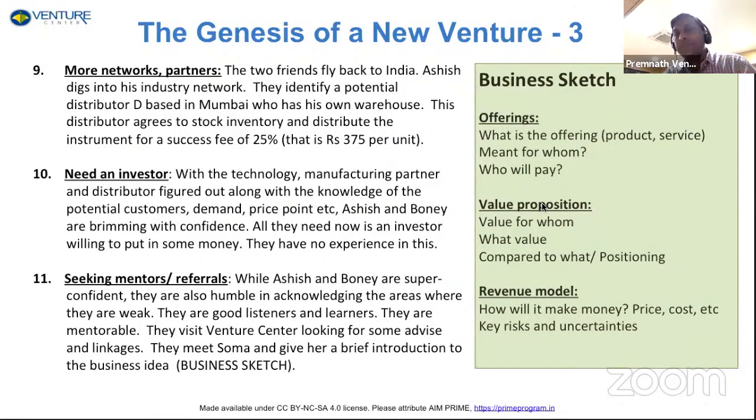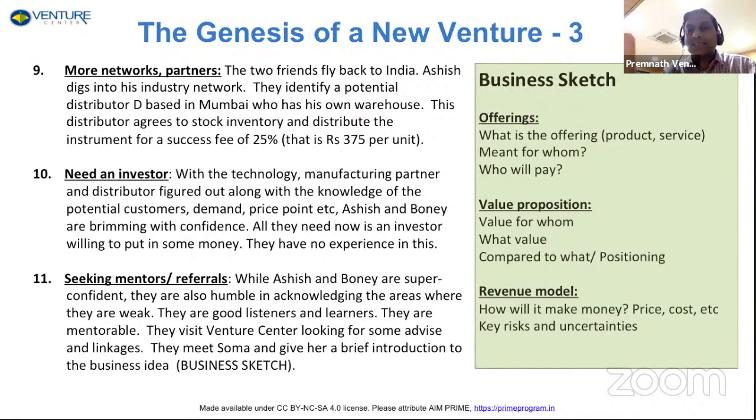They say, here is a value proposition. This is the reason that they will buy from us. They say what value it's going to create and compared to what is available in the marketplace. So you all studied about value proposition, that in brief they mentioned to Shoma. And then they talk about revenue models, right? How will it make money, right? And key risks and uncertainty. What is the price point that they're going to sell it at, right?